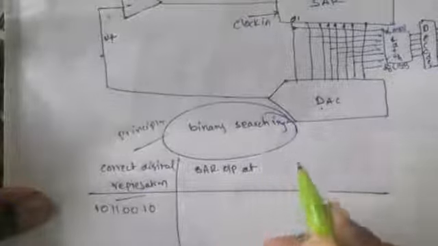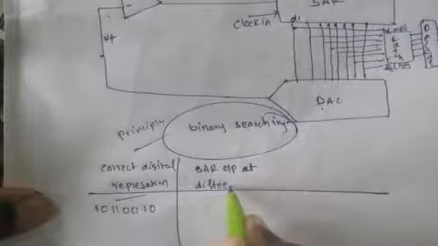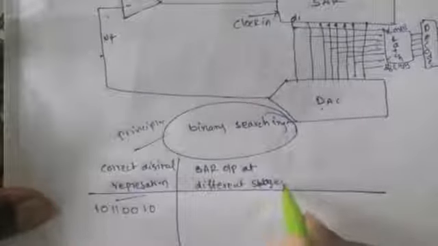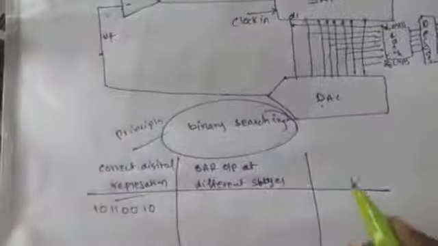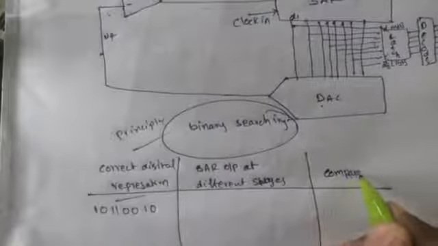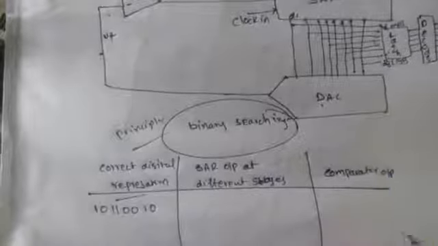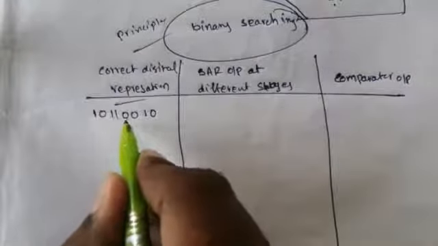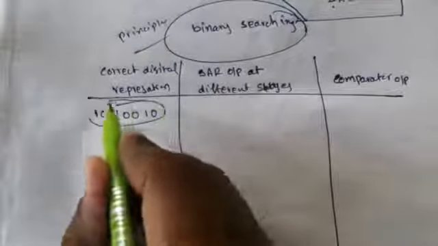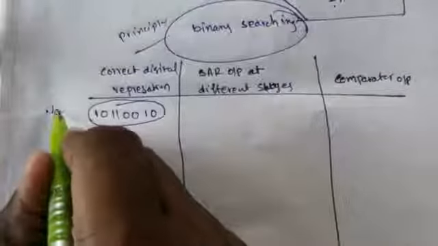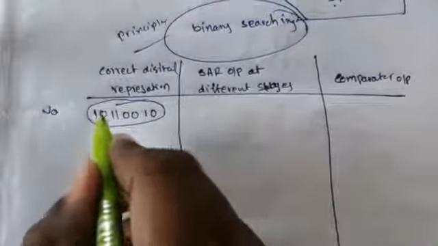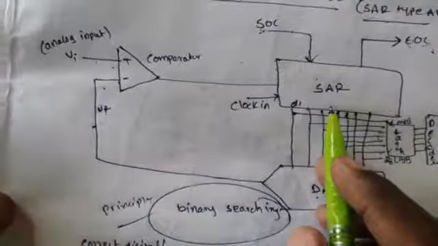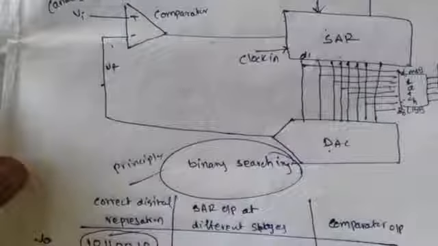at different stages will be explained here, as well as the comparator output, which will be displayed here. We can consider here 10110010. This is nothing but our original input, the corresponding digital data we are taking here. How the SAR will be converted to this answer, now we will check.